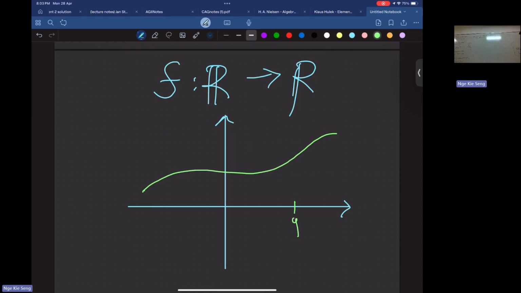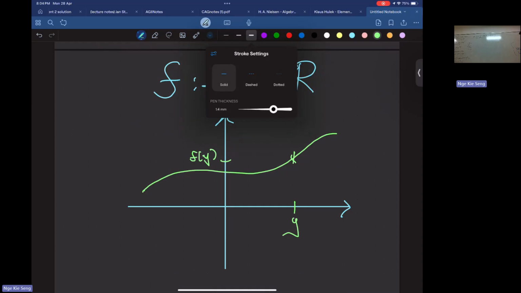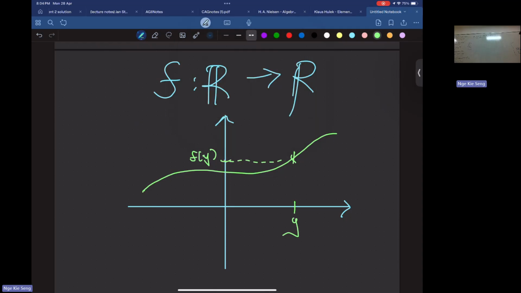So let's pick a random y here. But this function will take a value at this y. What's this value here? Anyone know? f(y). Good. So this point is f(y). Okay, so basically, you can make this dotted line here. f(y). Okay. So, from your intuition, from your understanding, do you think this function has a limit at y or not? How do you see it? Can you tell us?